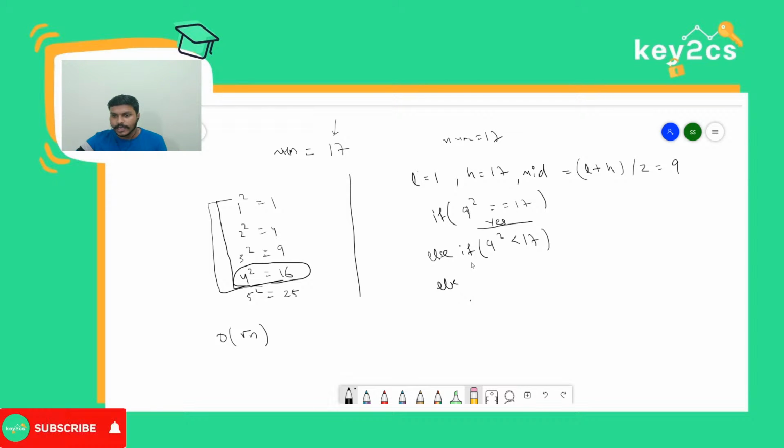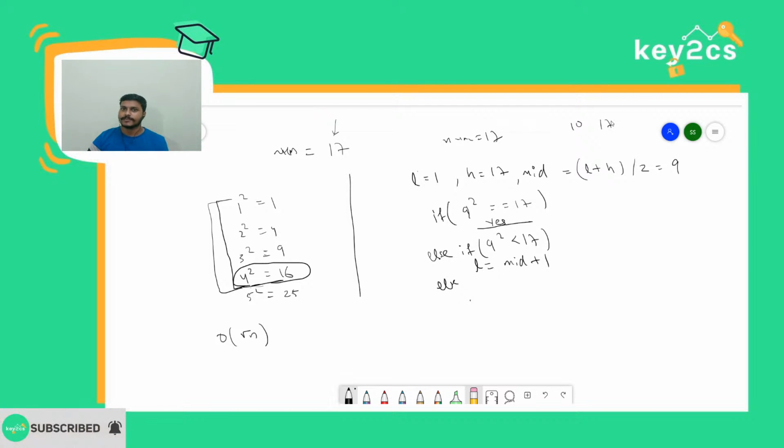So you change L to mid plus 1. I've written 9 square here, but it should be mid square equal to number, mid square less than 17. So you change the lower limit to mid plus 1. Next time you would check from 10 to 17, not 1 to 17, so I have reduced the problem to half. In the other case, where mid square is greater than the number, we change the higher limit to mid minus 1.